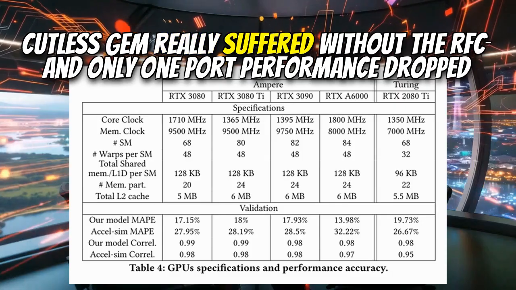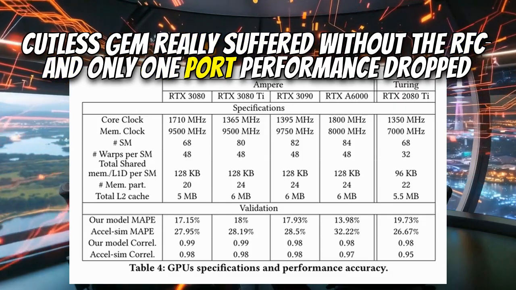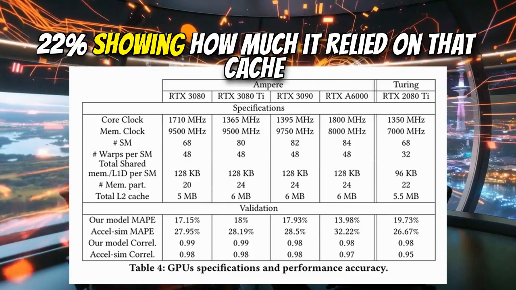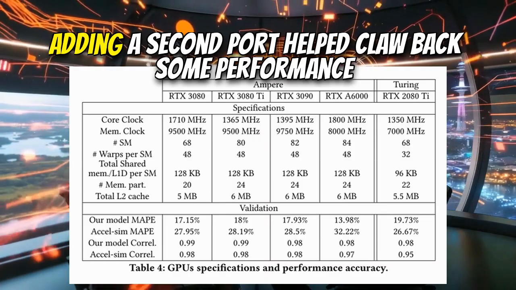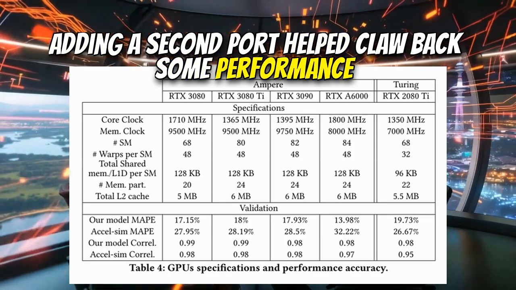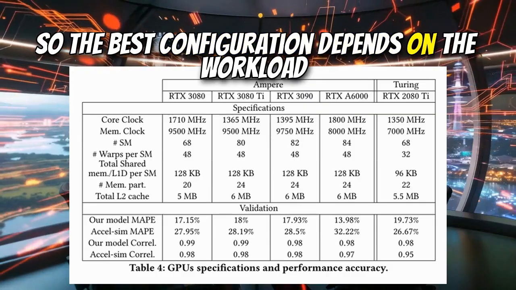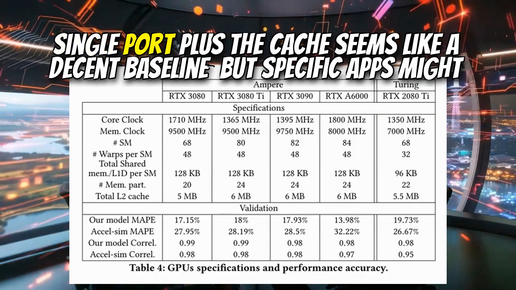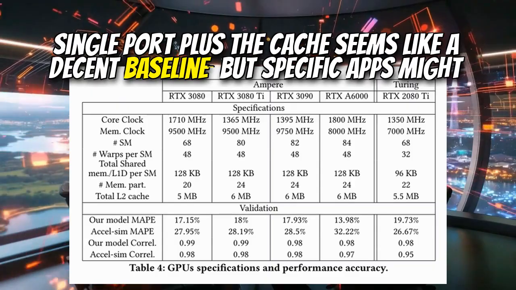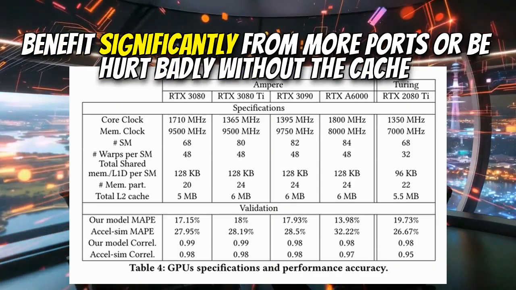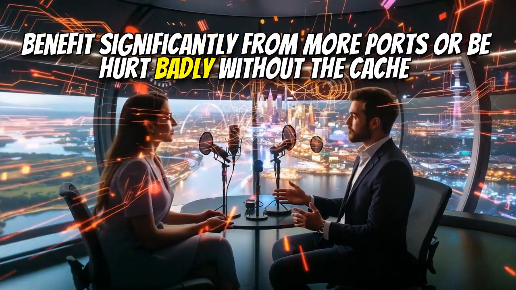Cutlass Gem really suffered without the RFC, and with only 1 port performance dropped 22%, showing how much it relied on that cache. Adding a second port helped claw back some performance. So the best configuration depends on the workload. Pretty much. Single port plus the cache seems like a decent baseline, but specific apps might benefit significantly from more ports or be hurt badly without the cache.